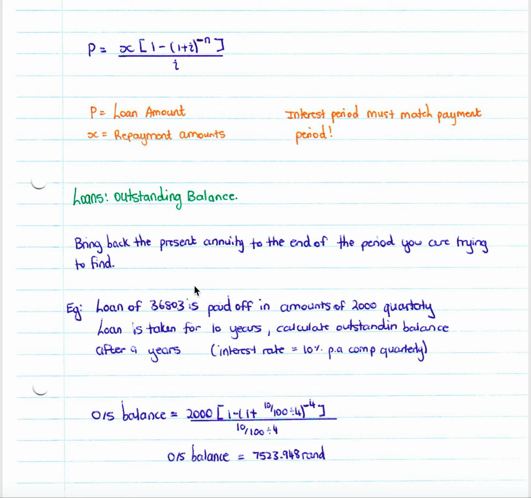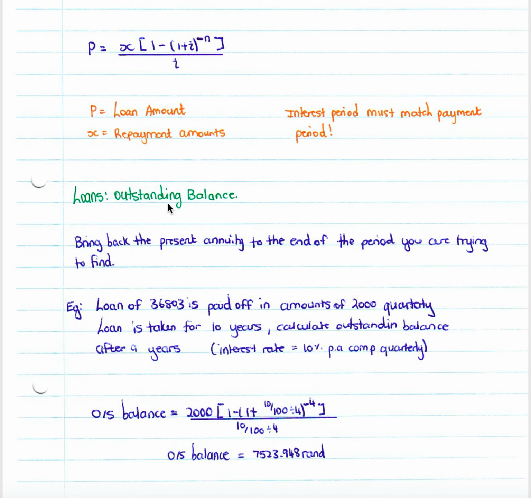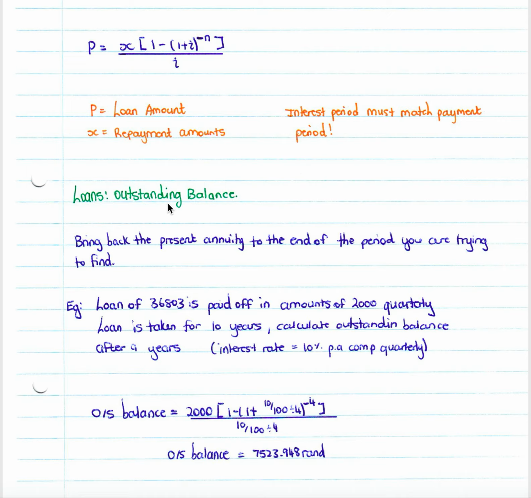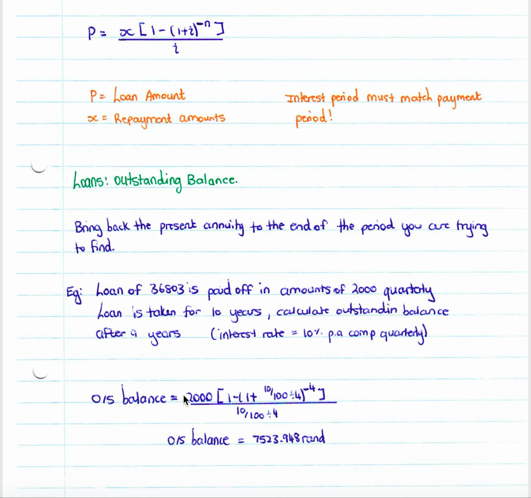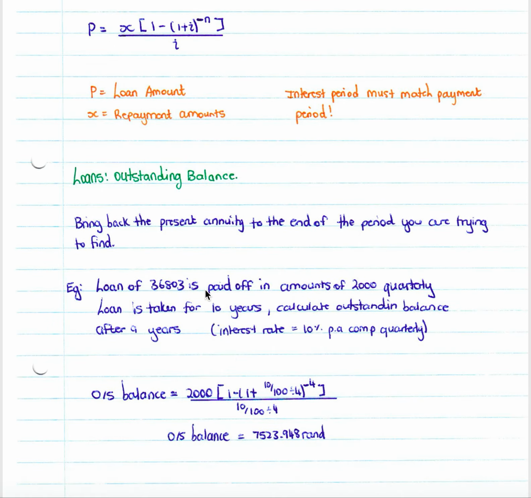Now where you have a loan and you have an outstanding balance on that loan, you may be asked to calculate your outstanding balance. You must then bring back the present annuity to the end of the period you're trying to find. So say, as said here, a loan of 36,803 is paid off in amounts of 2,000 Rand quarterly. The loan is taken for 10 years. Calculate the outstanding balance after 9 years. Interest rate of 10% compounded quarterly. So you've taken it for 10 years and you want to know after 9 years how much is left. So your outstanding balance would be your payments.